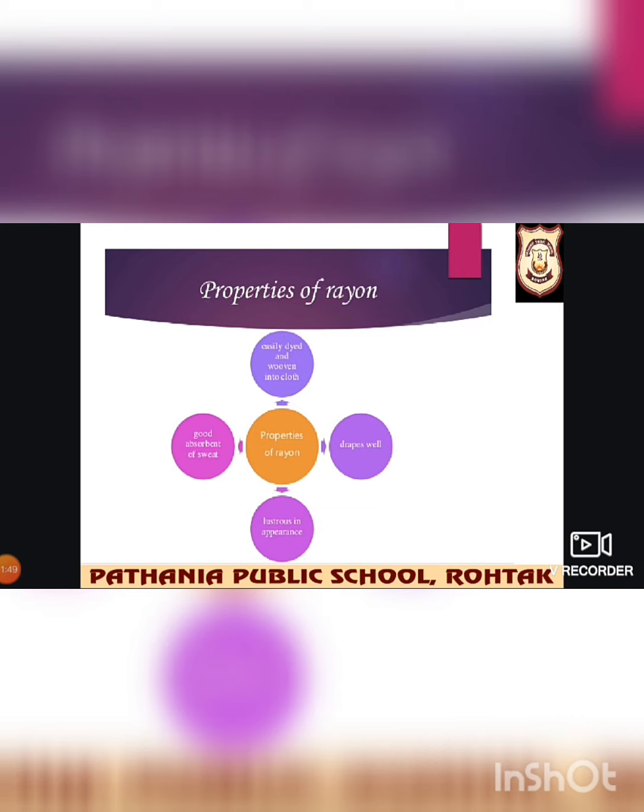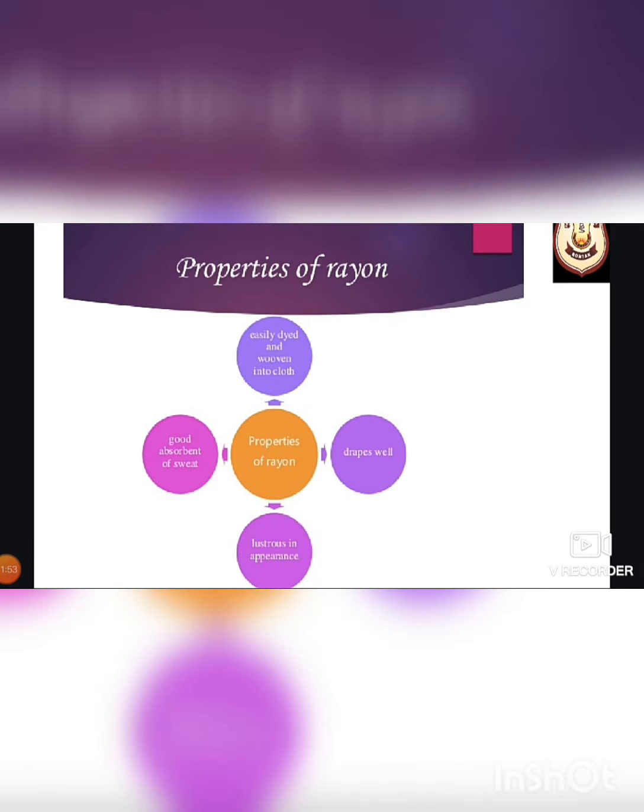There are certain properties of rayon. It can be easily dyed and woven into cloth. It drapes well. When we drape this cloth, it looks very nice. It is lustrous, shiny in appearance, and it is a good absorbent of sweat. So these are the certain properties of rayon.